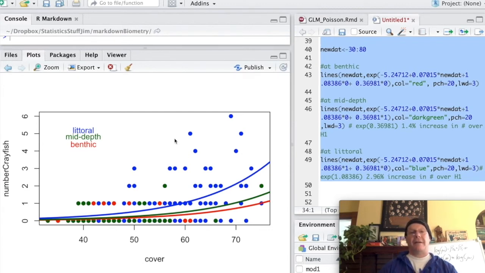Okay, well that wraps up the Poisson generalized linear models. I hope you enjoyed that. That one was actually pretty short because, again, once you understand the link function, it's just a linear model. You just got to remind yourself what kind of a link function you're dealing with. Okay, well that's it for the Poisson by itself.